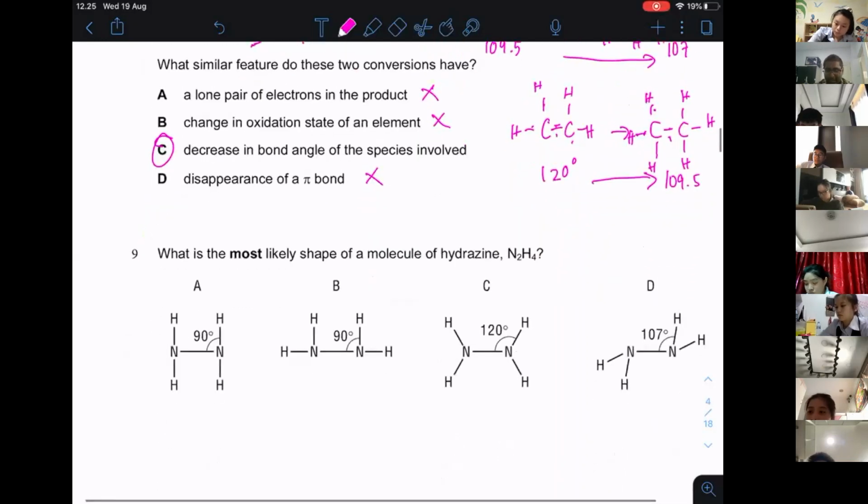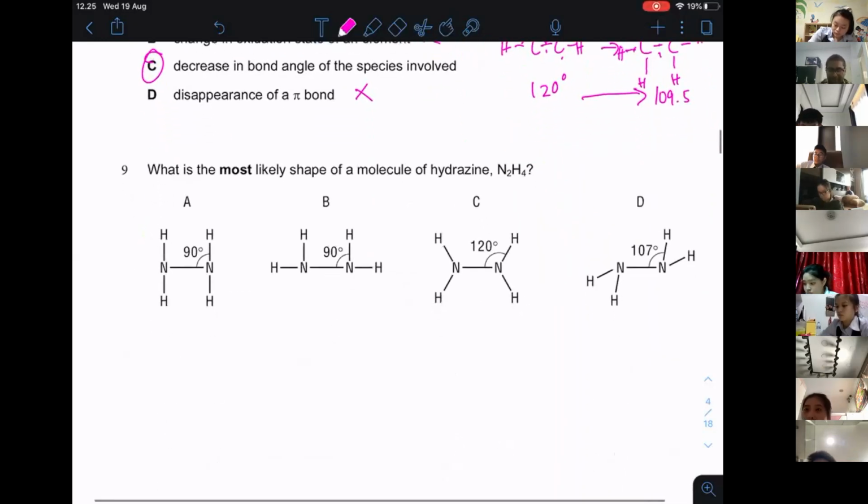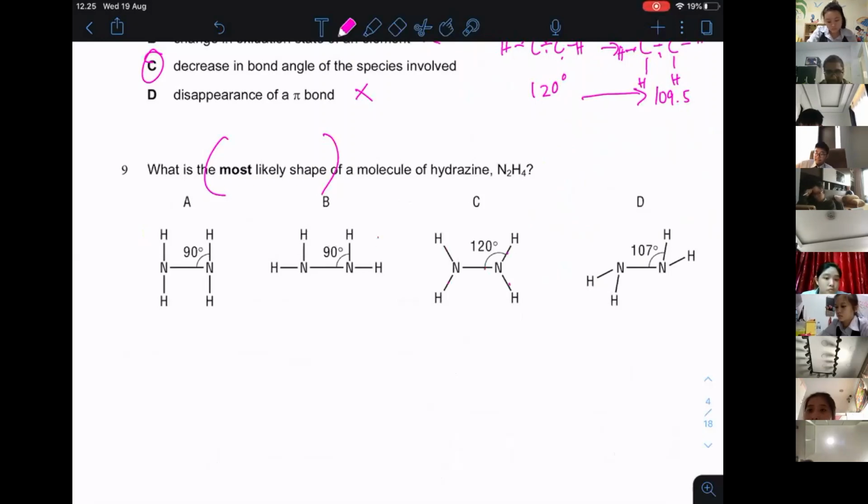Now number 9, please be very careful with number 9 because we students tend to actually just simply take the answer. They say nitrogen, 1, 2, 3, cannot be 90, cannot. Then they take, oh, 1 2 3, 120, then they select the answer as C. But some students might get surprised, this one is actually not C, it's D.